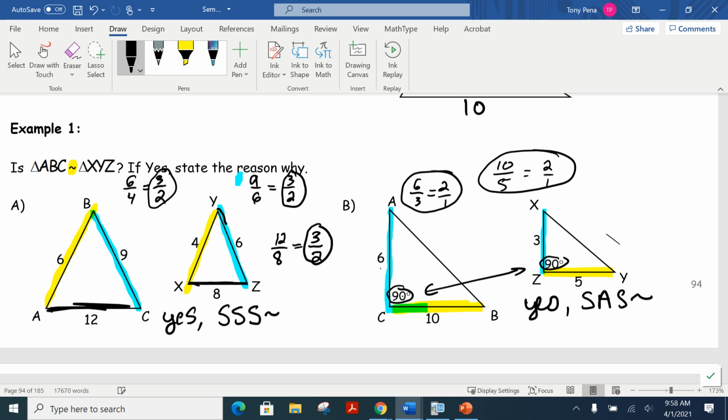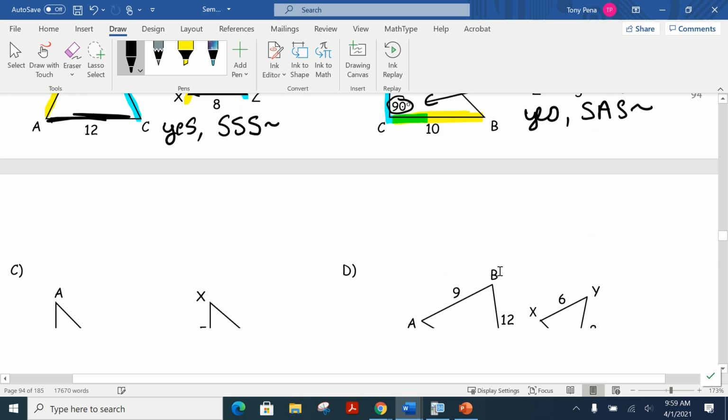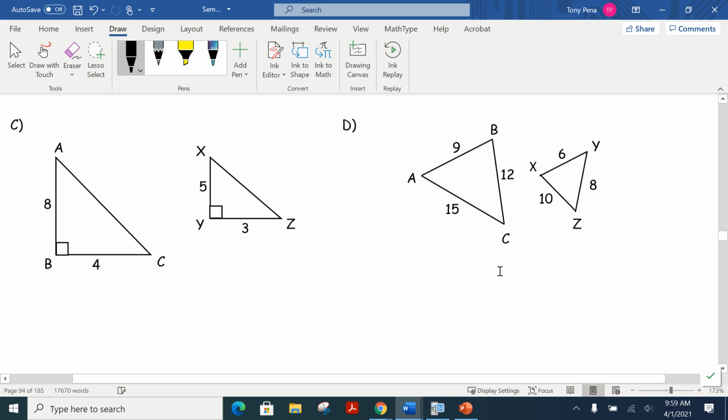All right, so letter C real quick. See if we're processing any of this. See what you think for letter C.